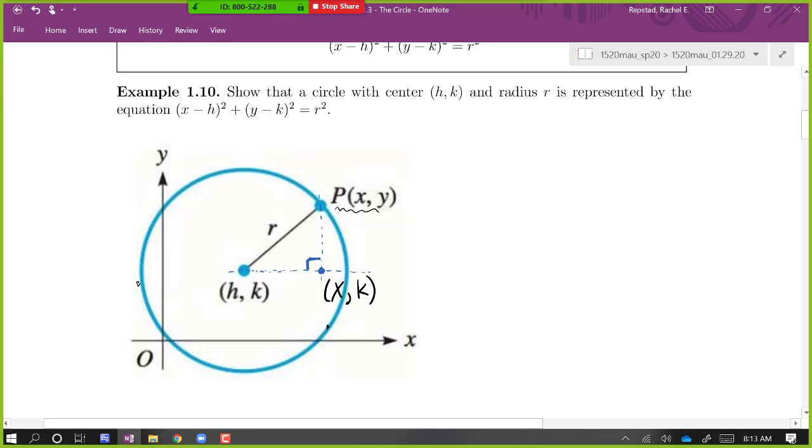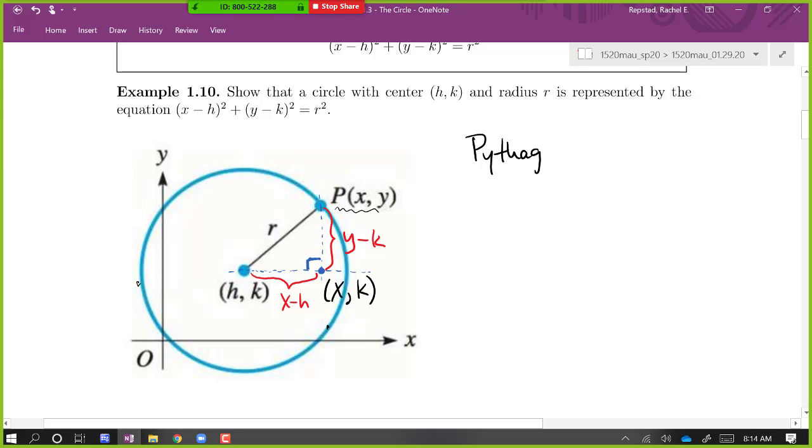And at this point it probably looks a little familiar because we did something like this on Monday when we were deriving the distance formula. We could find these distances here. Here's a vertical distance. Recall that we get a vertical distance just by taking the top y minus the bottom y. So this distance is y minus k. The horizontal distance we can always get by taking the right x minus the left x. So that's x minus h. So now here we have a right triangle, and we have the lengths of all three sides of this right triangle represented.